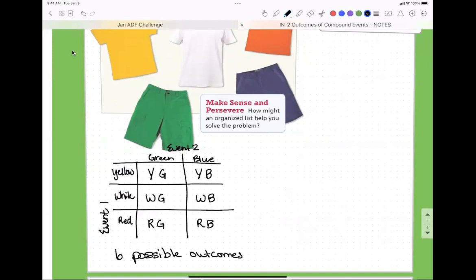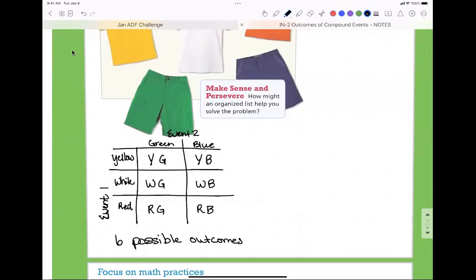Now, I do want to show you a little bit of a shortcut in how you find your number of outcomes, not listing them, but your number of outcomes. I had 3 shirts. And let me do that a little bit different.